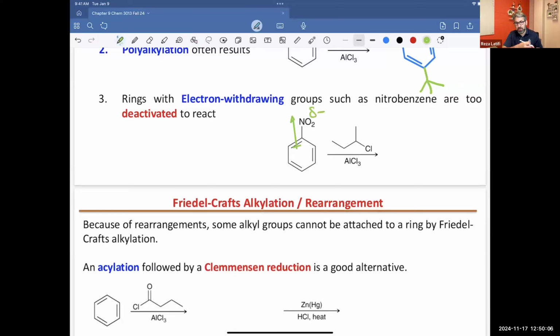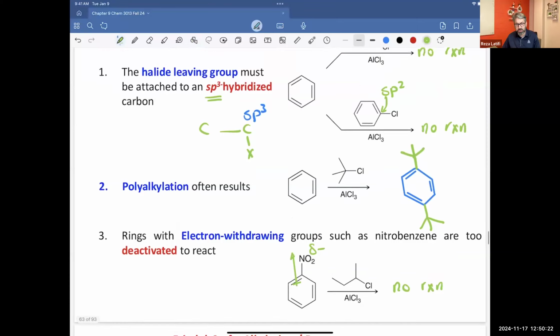So now what happened? We pulled the electron density of the ring, and because we pulled it, now the ring is less capable of donating electrons to an electrophile. So I'm going to say this reaction is not going to happen. No reaction. Okay, so again, let's review.